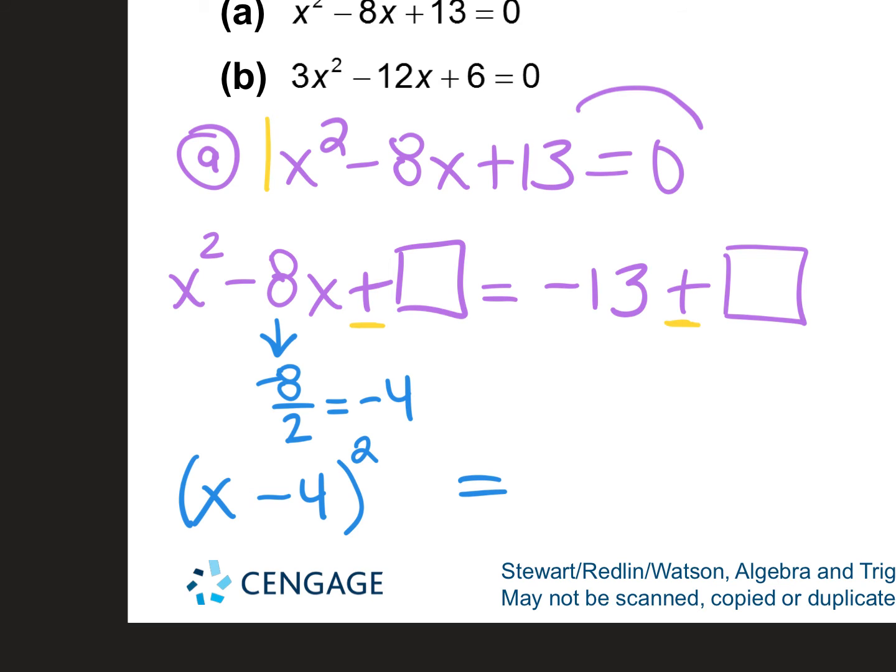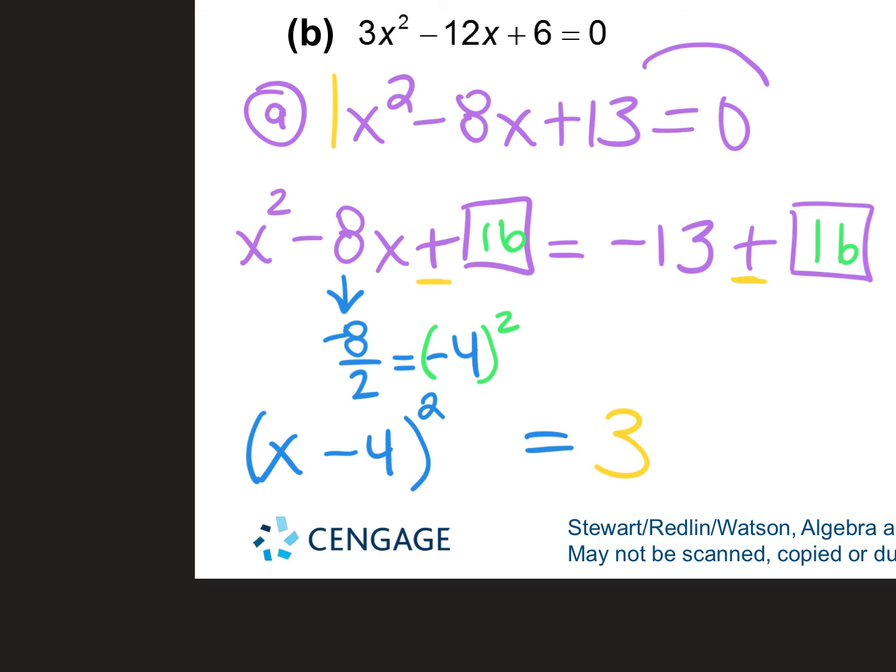Now we have to figure out what goes in both of those squares. Well, what did I tell you you're going to do to this number? Square it. What is negative 4 squared? 16. What you do to one side of the equation, you do where? To the other. So what's negative 13 plus 16? 3. If you notice, guys, what you just did, this is a perfect square trinomial now. X squared minus 8x plus 16 is the exact same thing as x minus 4 times x minus 4. If you were to multiply x minus 4 times x minus 4, you'd get x squared minus 8x plus 16. You created a perfect square trinomial.